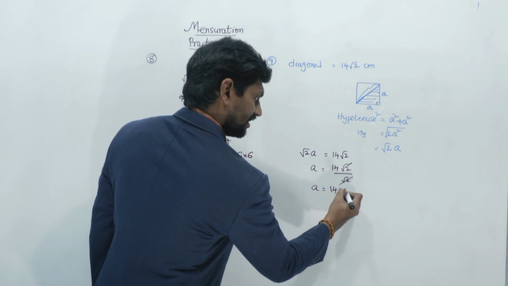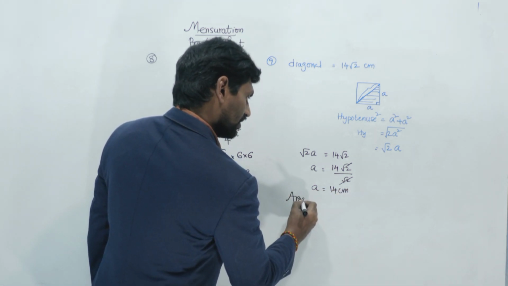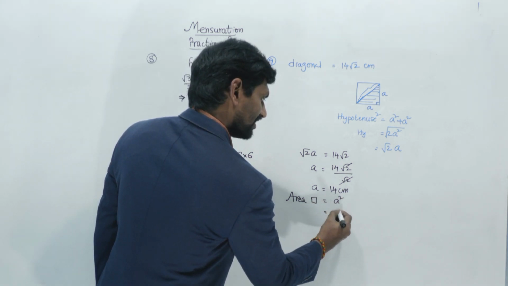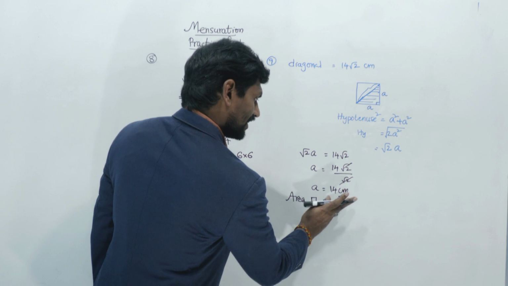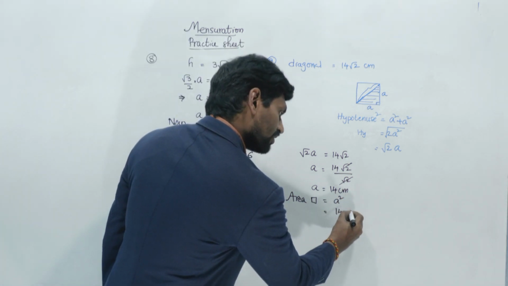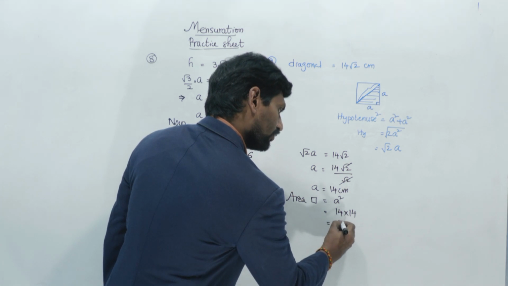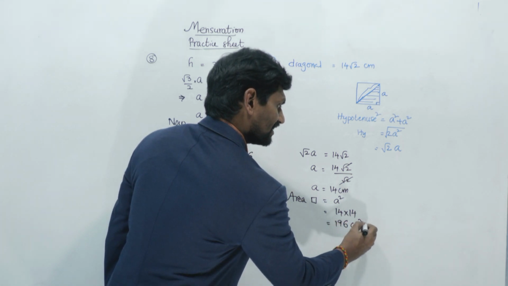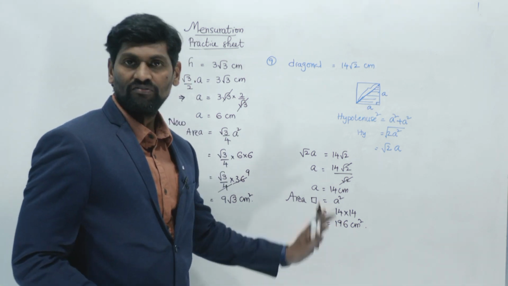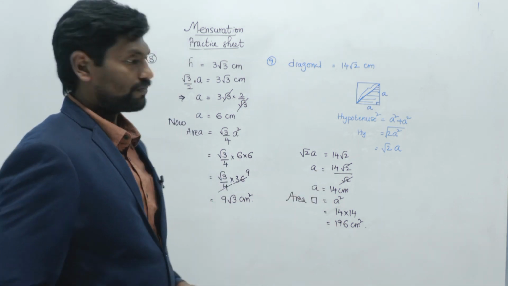Now the area formula. Area of a square is equal to A square. So nothing but the A square value we should find. A value is 14, 14 square means 14 into 14. 14 14s are 196 centimeter square. Okay? Finished. Let us go to the next problem.